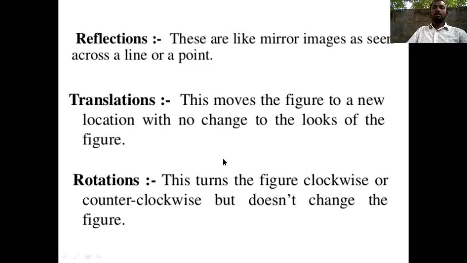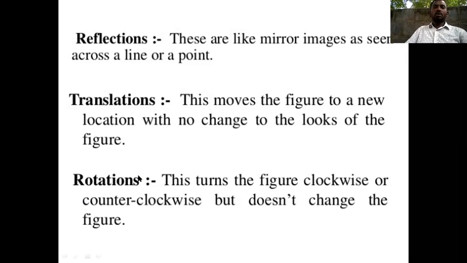The object is in the x direction, and we can move it to the y direction also. That is nothing but a new location. That is the basic definition. This moves the figure to a new location with no changes to the looks of the figure. There is no change to the object, we are only changing the direction. There is no change to the shape and size, or to the total figure. We are just changing the location, or direction. This we call translation.